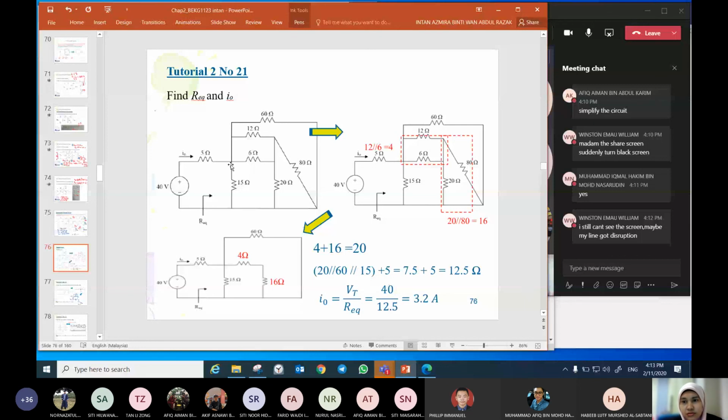Winston, your friend can see my screen. Simplify the circuit. Okay, Nasrin, can you understand this calculation? We just make 80 and 20 parallel, 12 and 6 parallel. And then if you become like this, series this, and then make this and 60 parallel, as well as 15 parallel, and then add with 5. Okay, any other question?